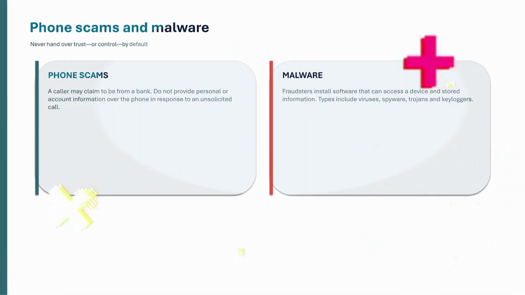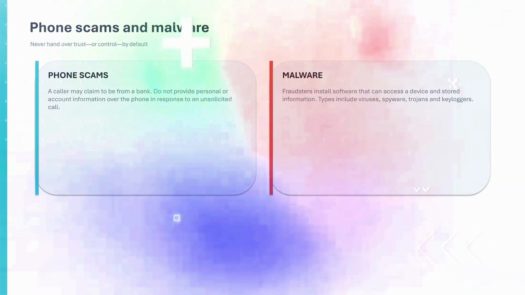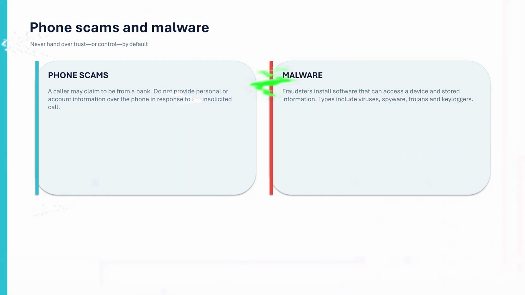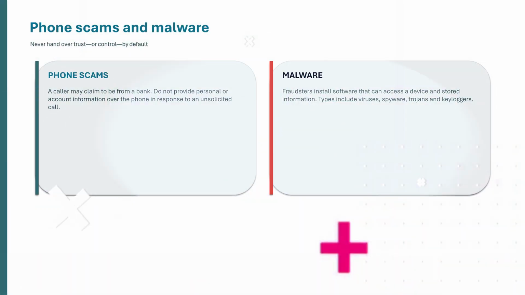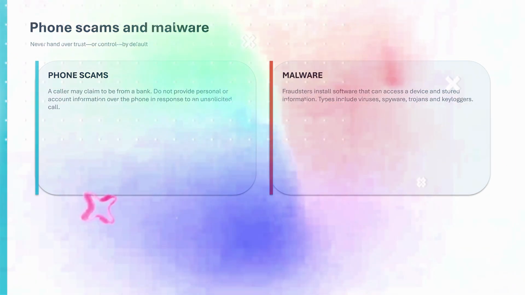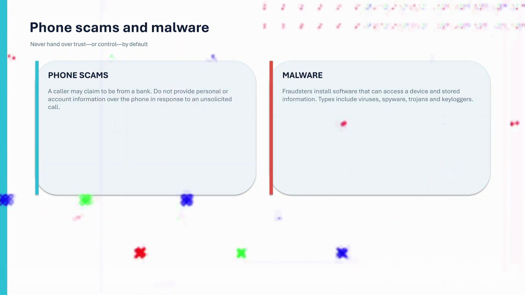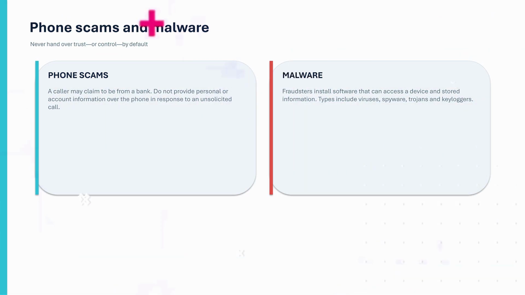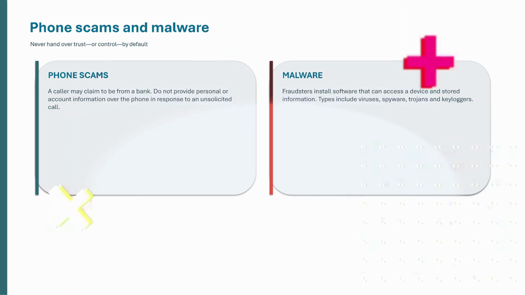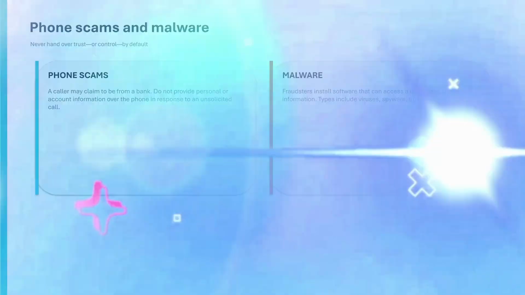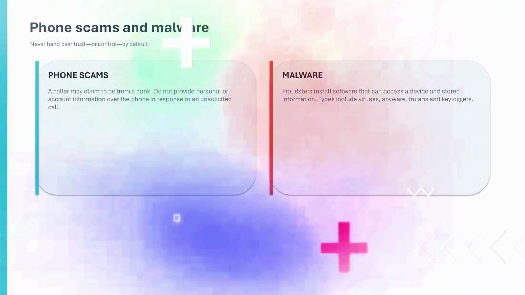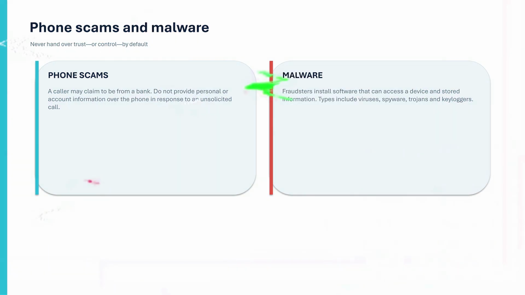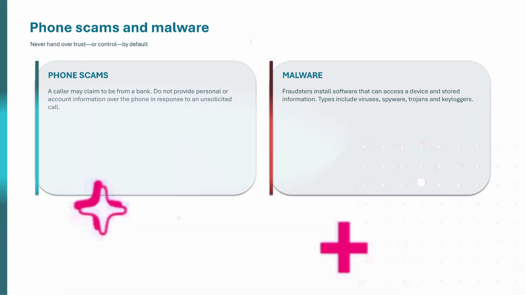In phone scams, callers often impersonate bank staff or IT support and push you for sensitive details. Malware, including viruses, spyware, trojans, and keyloggers, gives criminals direct control over devices or stored data. If a caller claims to be from your bank and asks for a one-time security code to verify your identity, hang up. A legitimate financial institution will not ask you to disclose verification codes over the phone. Call them back using the official number listed on your card or account statement.